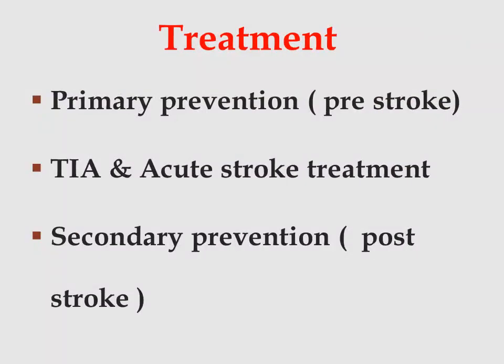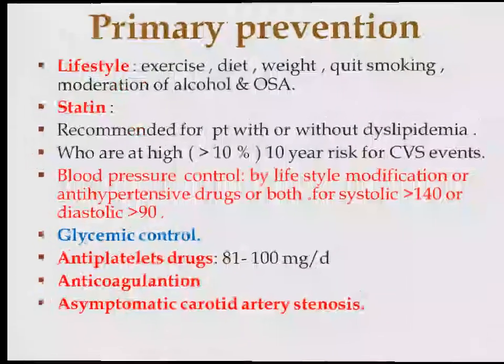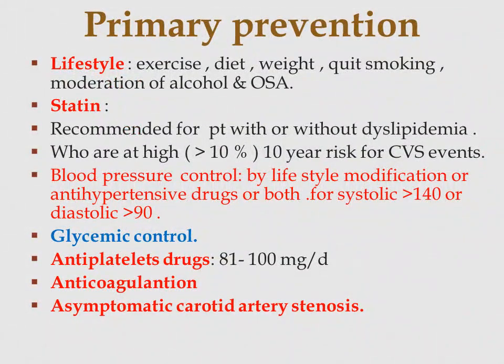Treatment includes primary prevention, pre-stroke, TIA and acute stroke treatment, and secondary prevention. Primary prevention is lifestyle change, which includes exercise for 20 minutes 3 times a week, healthy diet, weight reduction, quitting smoking, moderation of alcohol, and treatment of obstructive sleep apnea. Statin should be given to all patients with or without dyslipidemia, usually for those at high risk, more than 10% 10-year risk for CVS events.